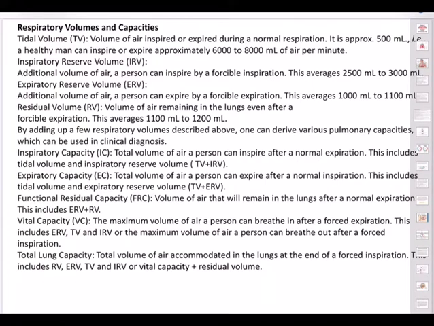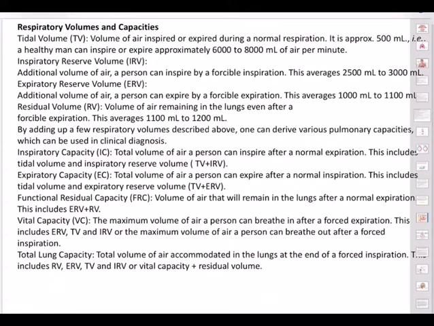Now we come to IC, inspiratory capacity. It is the total volume of air that can be inhaled after a normal expiration. So IC is the total volume of air a person can inhale after a normal exhalation. This includes tidal volume and inspiratory reserve volume. That means we can have a formula. IC is equal to TV plus IRV. So you can write down on a paper what the formula is. IC is equal to TV plus IRV.